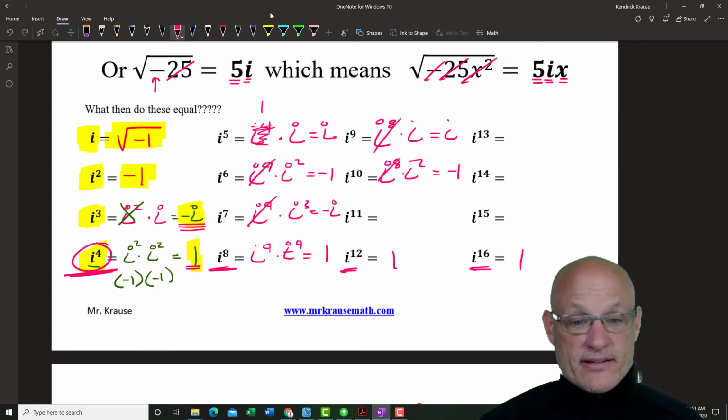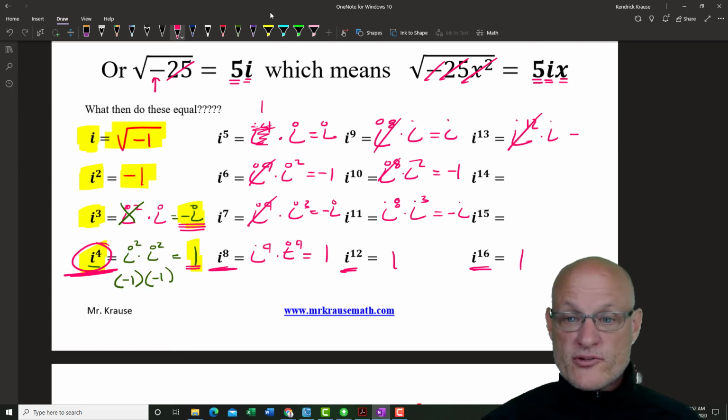I to the 11th is I to the 8th times I cubed. Well, we know I cubed is negative I, so this is just 1 times negative I, which is negative I. And then this one right here is I to the 13th, so this is I to the 12th times I. I to the 12th is a multiple of 4, so this is 1, so this is just I. I think you get that this is going to be negative 1, negative I, and 1.